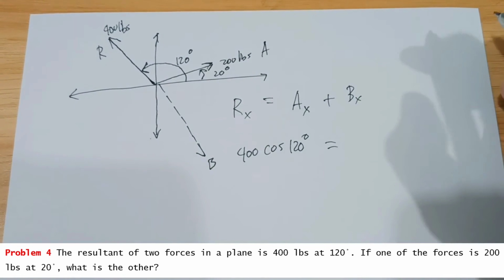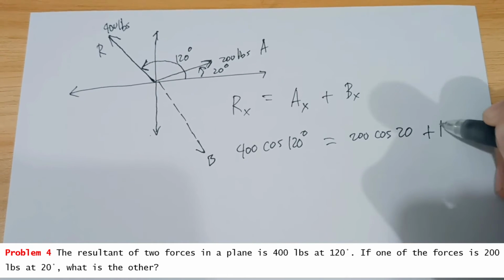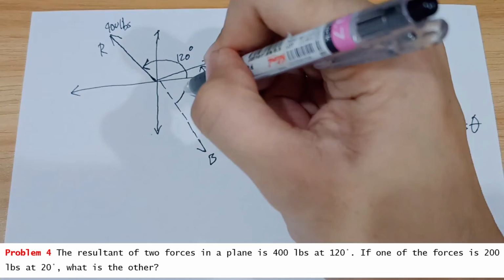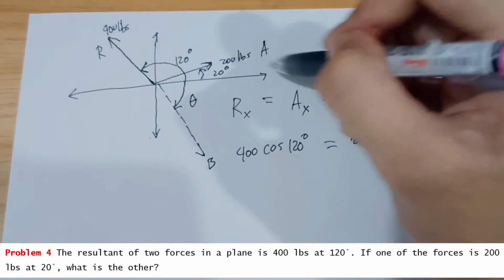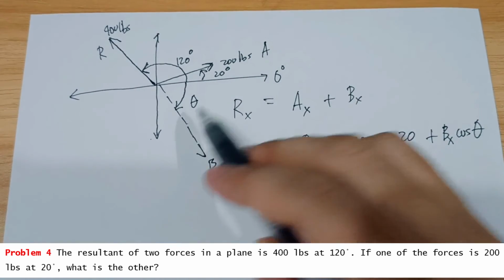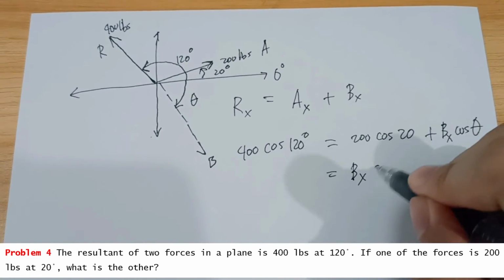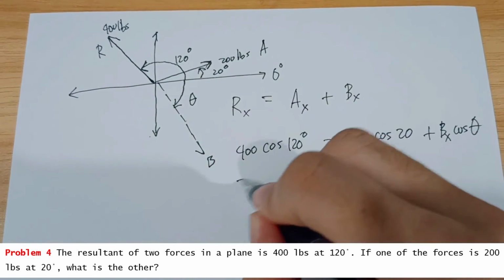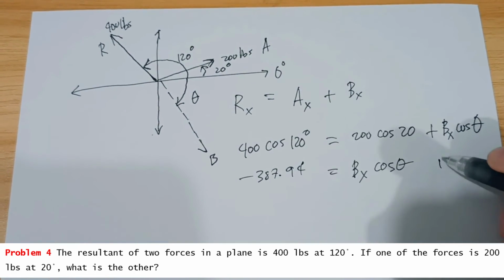So, is equal to 200 cosine 20 plus Bx, cosine theta. So, unknown to. Dito in standard position din yung hanapin natin. So, from 0 degree, papunta dito sa terminal side. Transform natin to or simplify B cosine theta. Lipat doon sa kabila. Magiging negative 387.94 to. Ito yung equation 1.